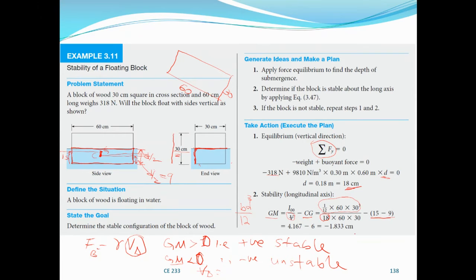So GM now turned out to be negative, minus 1.83, which implies the body is unstable. So we move to the next. We have to change the configuration, re-evaluate, and see if it will be positive. We need to repeat steps 1 and 2: apply force equilibrium to find the depth of submergence, and then determine if the block is stable about the long axis.